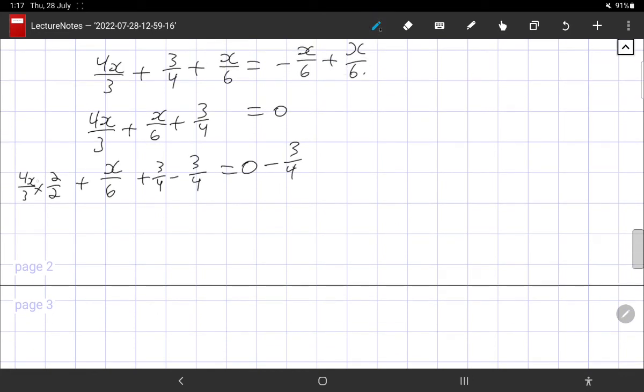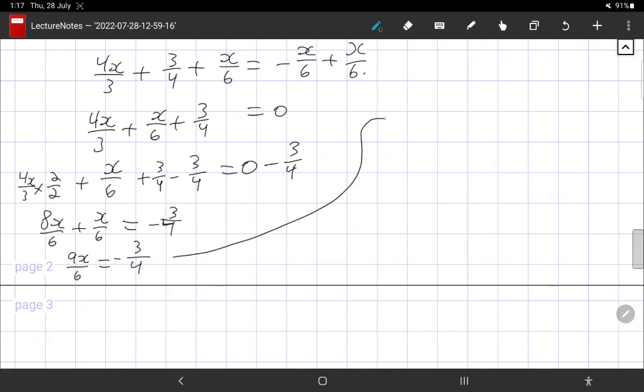Let's simplify. 4x times 2, if I have 2 lots of 4 lots of x, I have 8 lots of x. 2 times 3 is 6, so 8x over 6 plus x over 6 equals negative 3 over 4. 8 lots of something plus 1 lot of it is 9. So 9x over 6 equals negative 3 over 4.